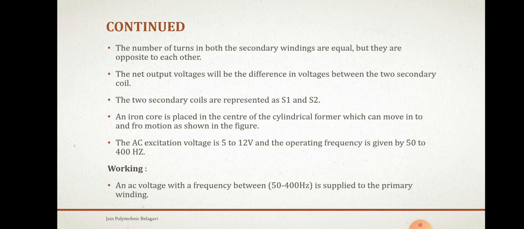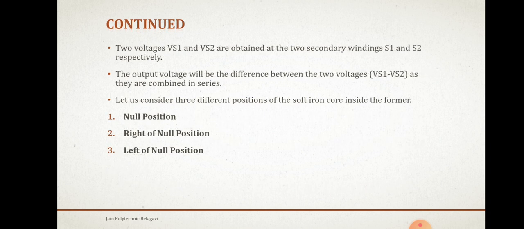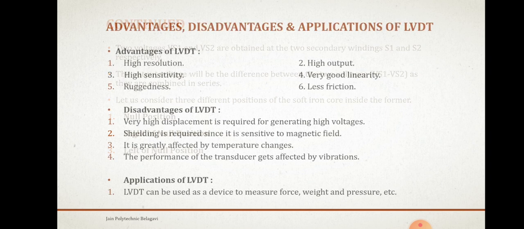So how will it work? An AC voltage with a frequency between 50 to 400 hertz is applied to the primary winding first. Then two voltages VS1 and VS2 are obtained at the two secondary windings S1 and S2. The output voltage will be what? The difference between the two voltages, that is VS1 minus VS2. Okay. Then let's consider three different positions. We will consider first the null position, then right of the null position, then left of the null position.